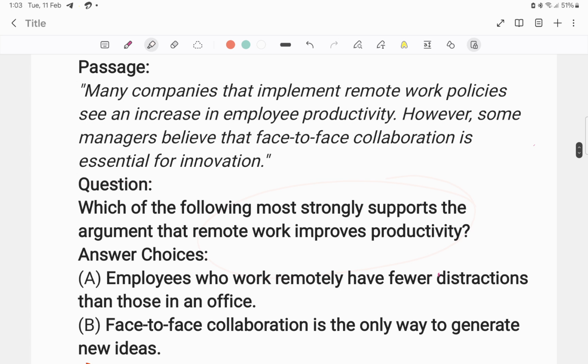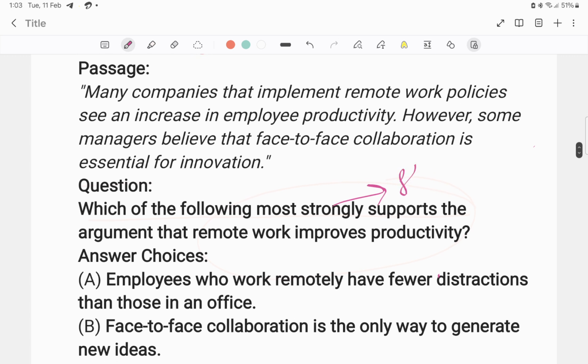The question says, which of the following most strongly supports. So by this we can say that it is a strengthening question. If it is strengthening, we need to read the passage again.